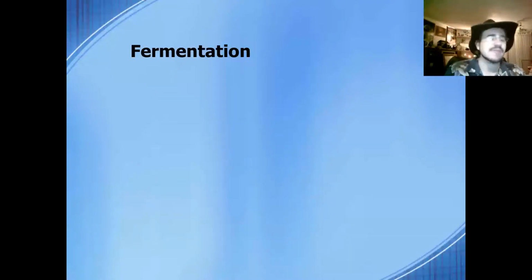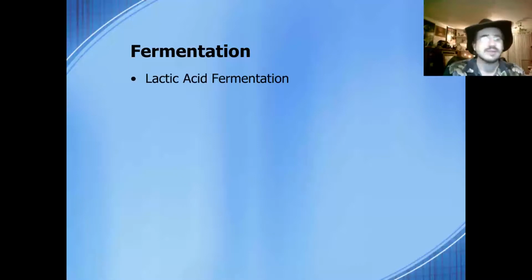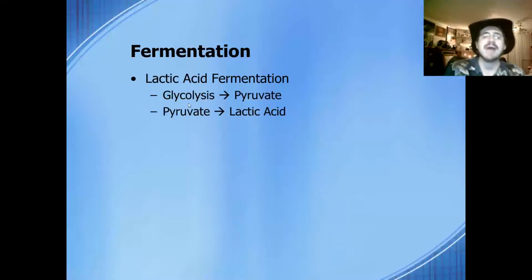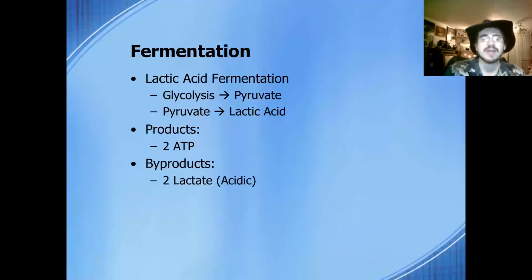All right, now it's time for the other kind of fermentation, and that's lactic acid fermentation. So lactic acid is the production of lactate, which is an acidic molecule, so hence lactic acid. In this case, glycolysis occurs and converts glucose to pyruvate. Big surprise there. And then pyruvate is converted into lactic acid, or lactate. The products of lactic acid fermentation are, amazingly enough, 2 ATP. And then the byproducts are 2 lactate, or 2 lactic acid.